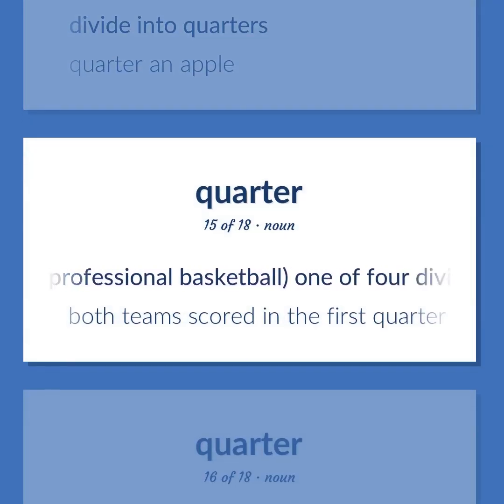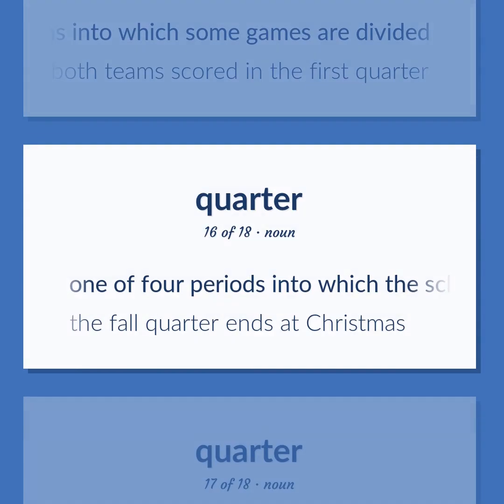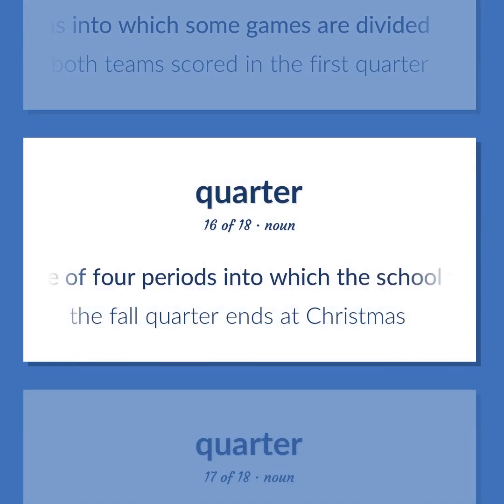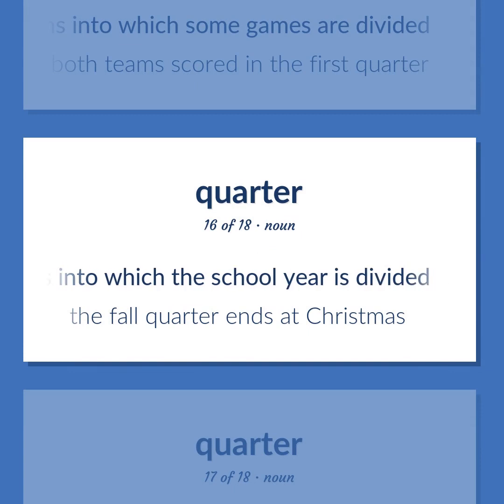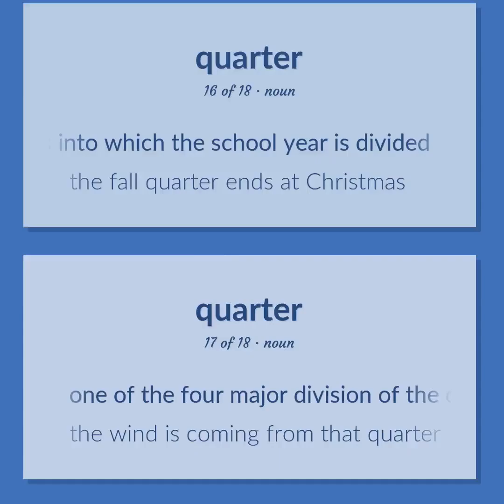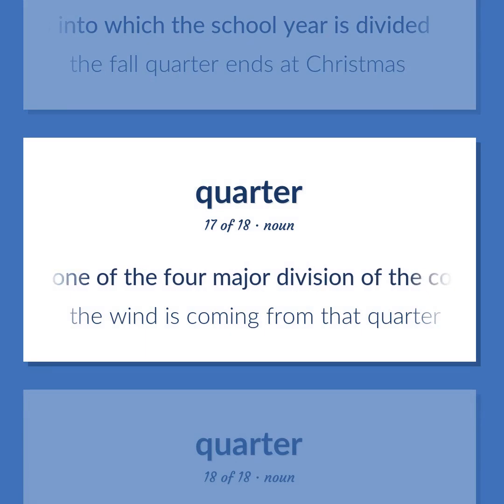Football, professional basketball: one of 4 divisions into which some games are divided. Both teams scored in the first quarter. One of 4 periods into which the school year is divided. The fall quarter ends at Christmas. One of the 4 major divisions of the compass. The wind is coming from that quarter.